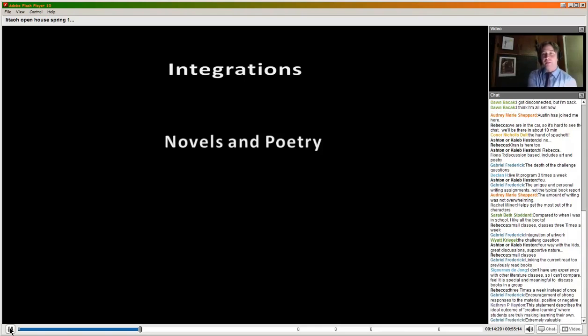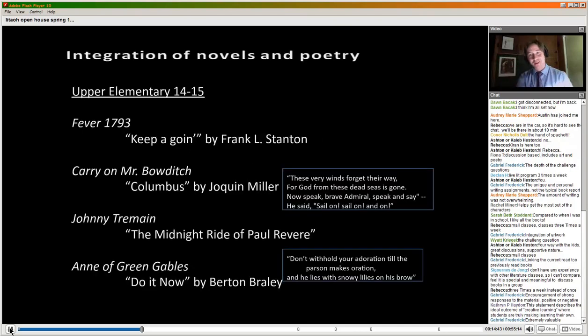Novels and poetry. We do novels, junior high does plays, and we all do poetry. The poetry that is selected, though, will somehow integrate with the novels that we read. So here are a few examples. These are selections from the upper elementary course this year, where our history integration was American history. And what I've got here are a list of novels and some of the poetry that we did and the poetry that combined with those novels.